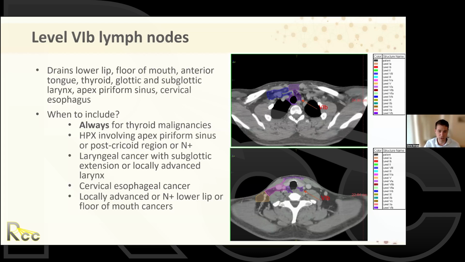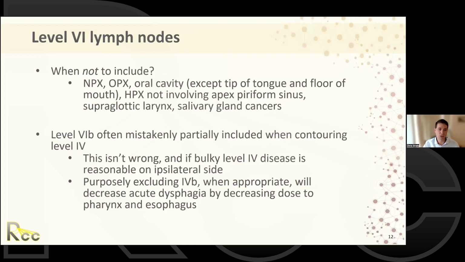And then for cervical esophageal cancer, it's really a different subsite. If you're in a really subspecialized environment, you might have GI specialists treating that cancer, but it honestly follows a lot of similar rules to head and neck cancer. And then again, as we talked about, locally advanced and particularly node-positive lower lip and floor of mouth cancers. So again, it can be just as important not to accidentally include these or over contour.